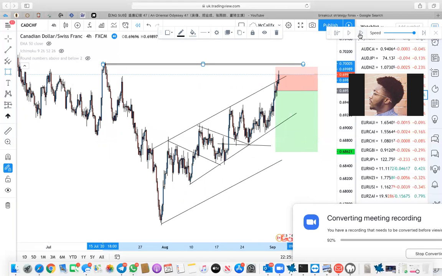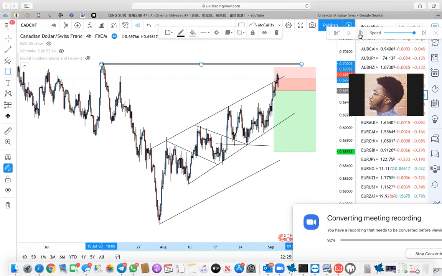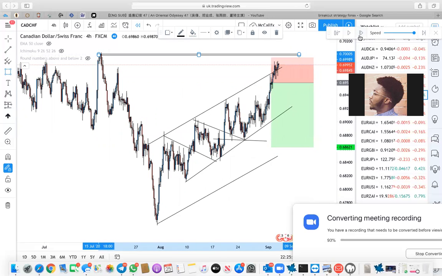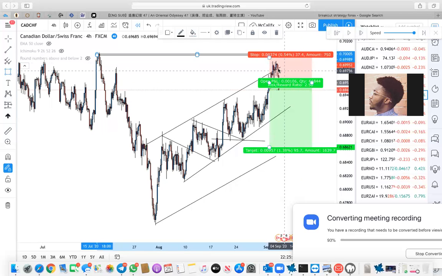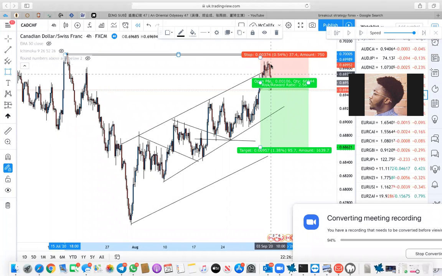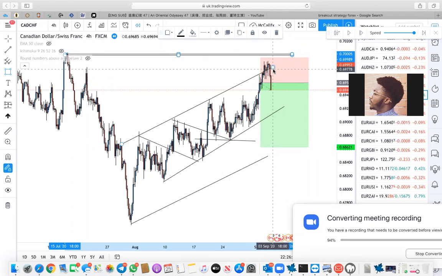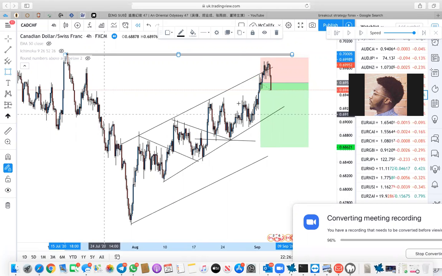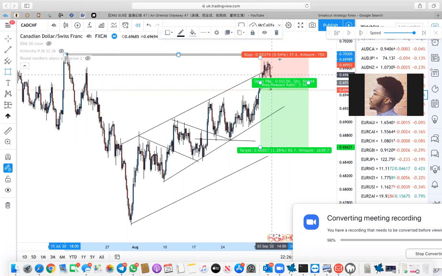So let's see. Okay, I'm seeing a nice confirmation. I'm seeing a rejection. So I adjust my stop loss up, right after I see this huge engulfing candlestick. An engulfing candlestick needs to happen on a level. If you see an engulfing candlestick on a resistance, that's a confirmation. But if you see an engulfing candlestick in the middle of nowhere, that's not a confirmation. So I put in more lot size here. Let's see what price does.